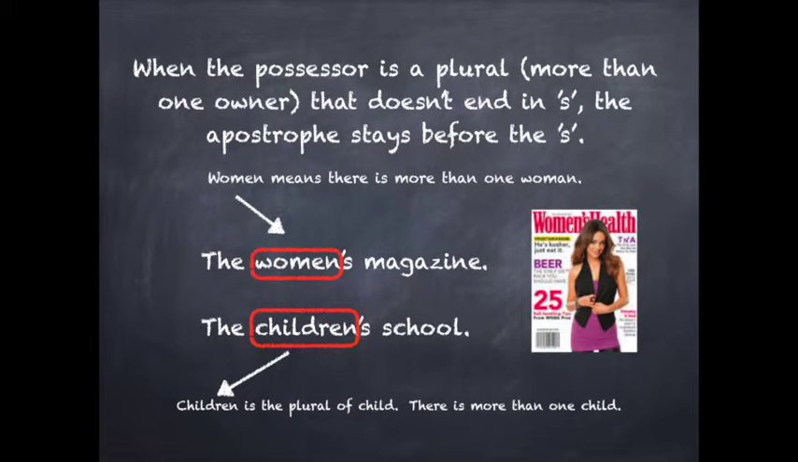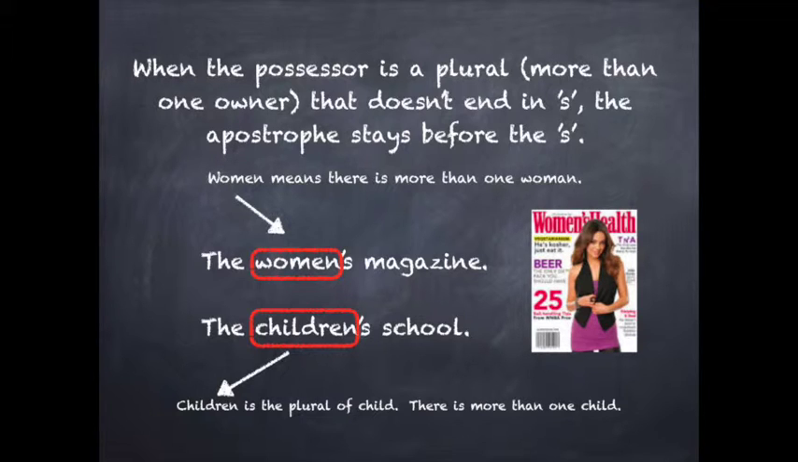When the possessor is a plural, more than one owner, and the word doesn't end in S, the apostrophe stays before the S. For example, the women's magazine. Now, women finishes with an N, so therefore the apostrophe goes after the N, and then an S follows it. It's exactly the same with the children's school.